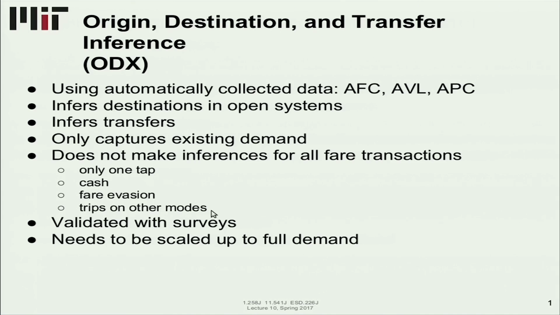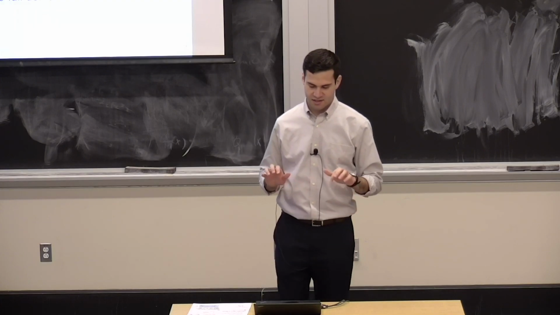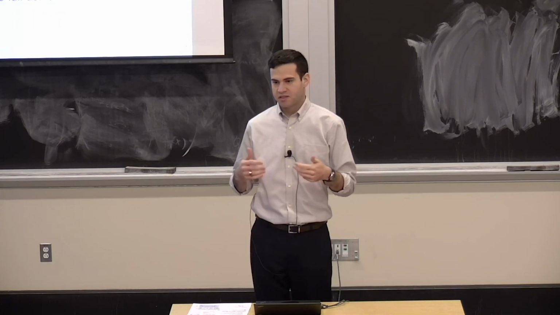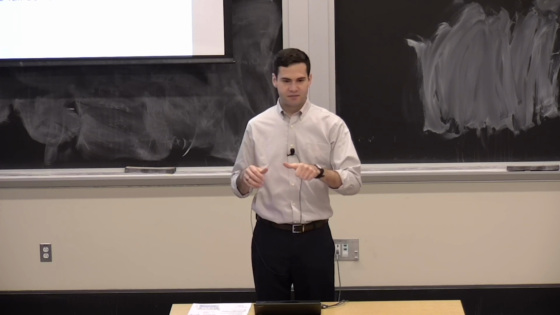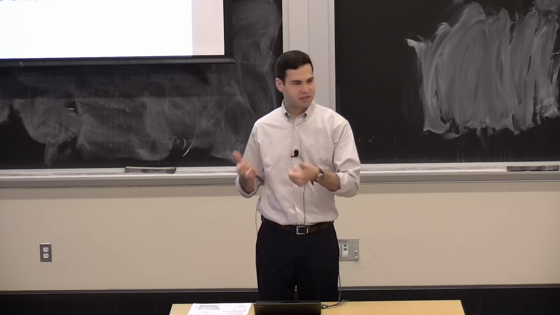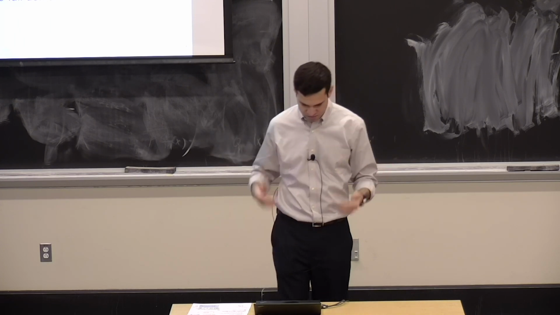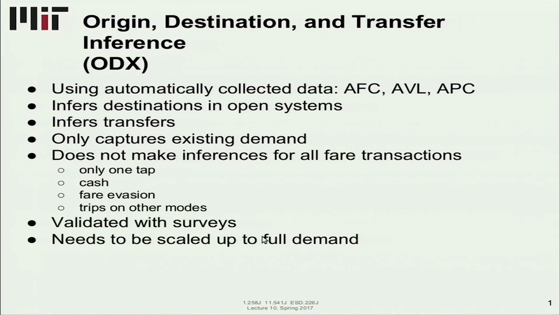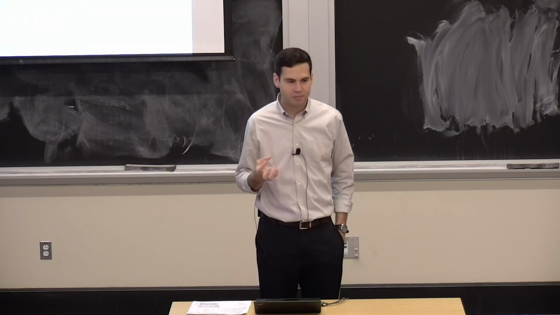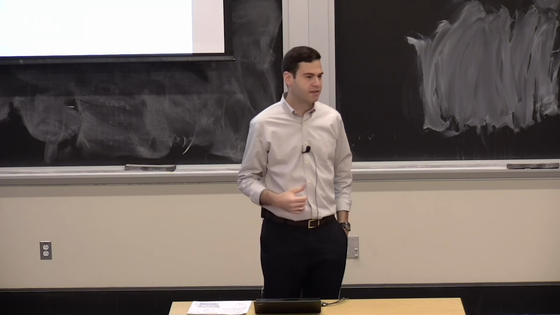So part of the logic applying to destinations and transfers will essentially assume that the people are mostly traveling with public transportation, and they're not going to take Uber or a long bike ride in between. So we'll look at that more in detail. Most of these methods have been validated with surveys with good results, and they need to be scaled up because they don't make inferences for every card. If you want the full demand, you need to scale it up to the full demand. We'll talk about scaling. Questions?